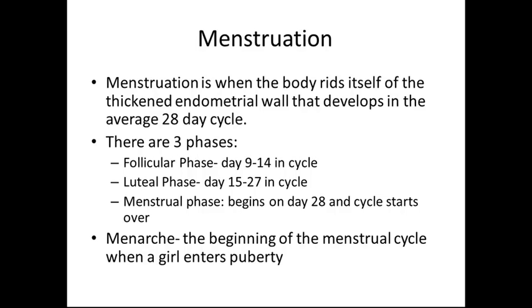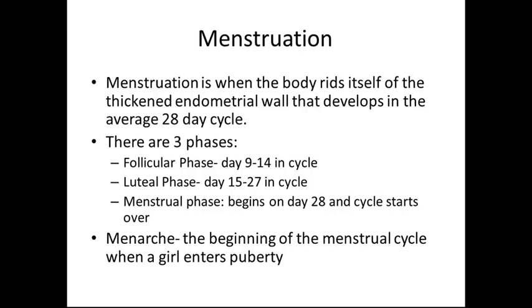Menstruation is when the body rids itself of the thick endometrial wall that develops, usually in a 28-day cycle. There are three phases. The follicular phase is day 9 to 14 in the cycle. The luteal phase is day 15 to 27 in the cycle. And the menstrual phase begins at day 28 and the cycle starts over again.